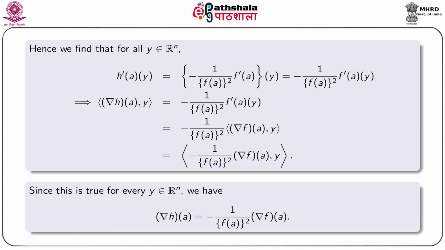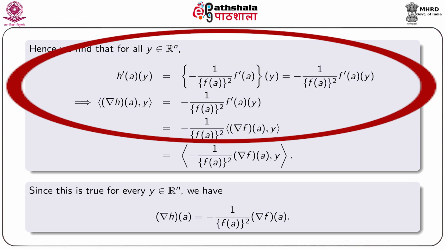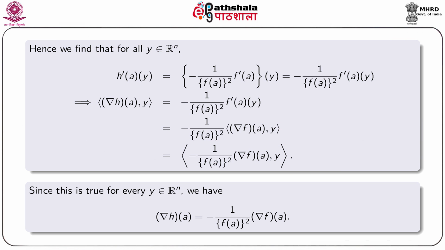Hence, for every y in Rn, h dash a operated on y equals minus 1 upon f square f dash a operated on y. From this we have the inner product of gradient h at a with y equals the inner product of minus 1 upon f square grad f at a and y. Since this is true for every y in Rn, we find that grad h at a equals minus 1 upon f square grad f at a.